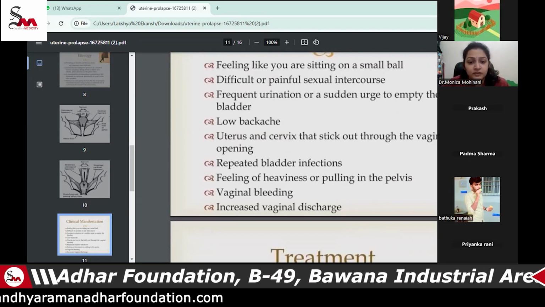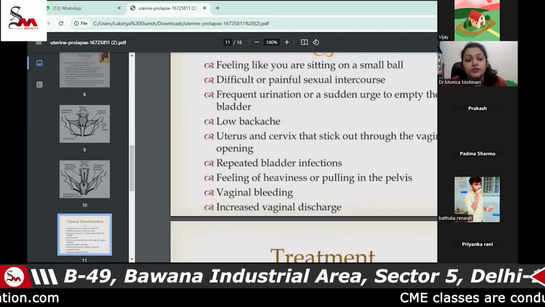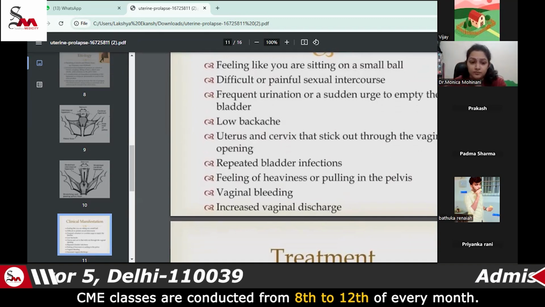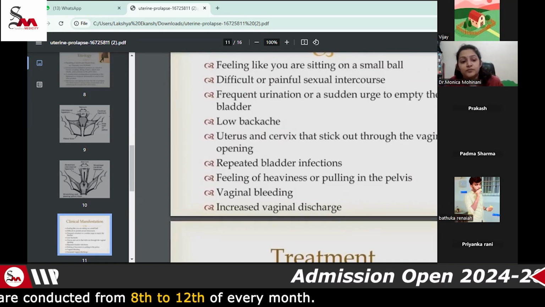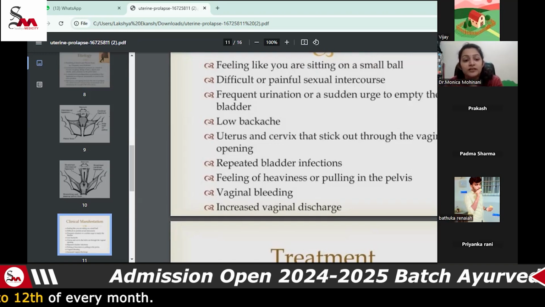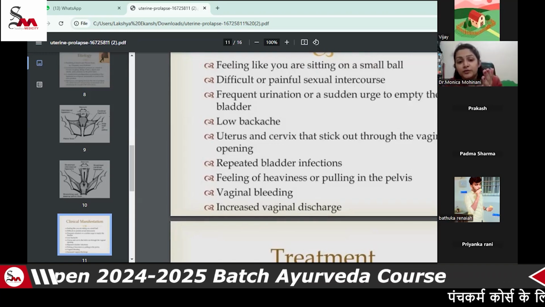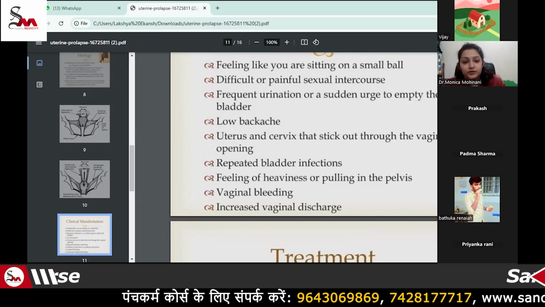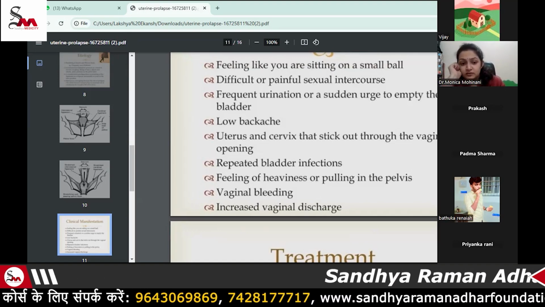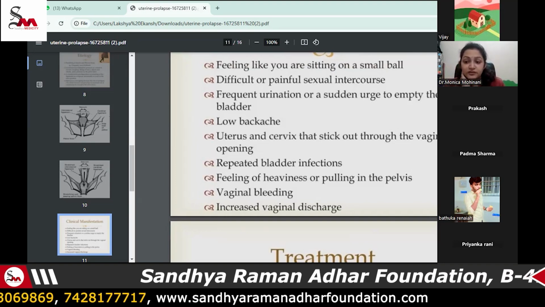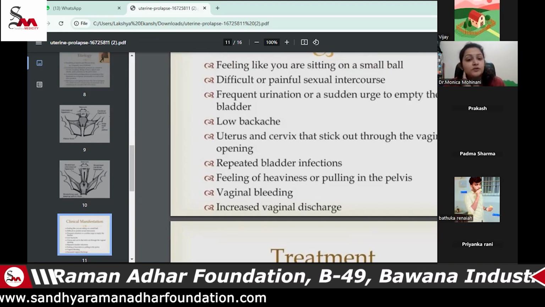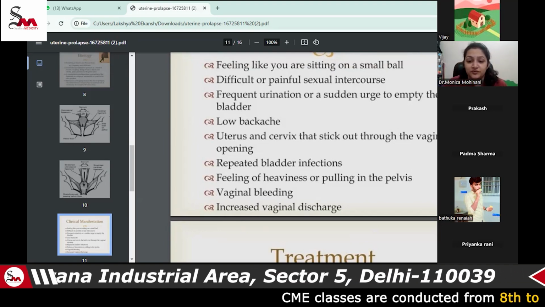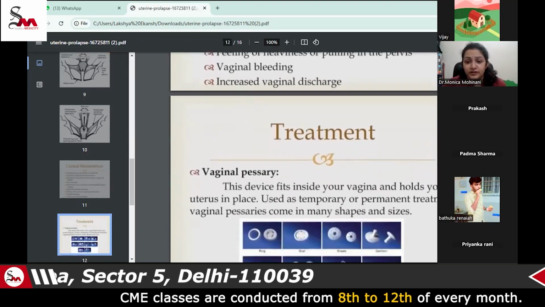It is not always, but due to the distortion, as the cervix is meant to be inside the body, and when it is outside or in the vaginal canal, due to the rubbing in sitting or any activity, vaginal bleeding is also seen sometimes, and increased vaginal discharge. And the most common cause of increased vaginal discharge is infection or due to pressure effects, retrograde effects.